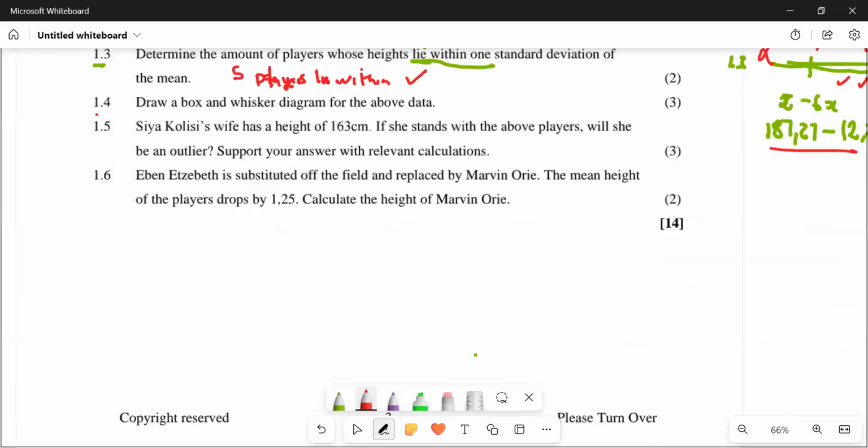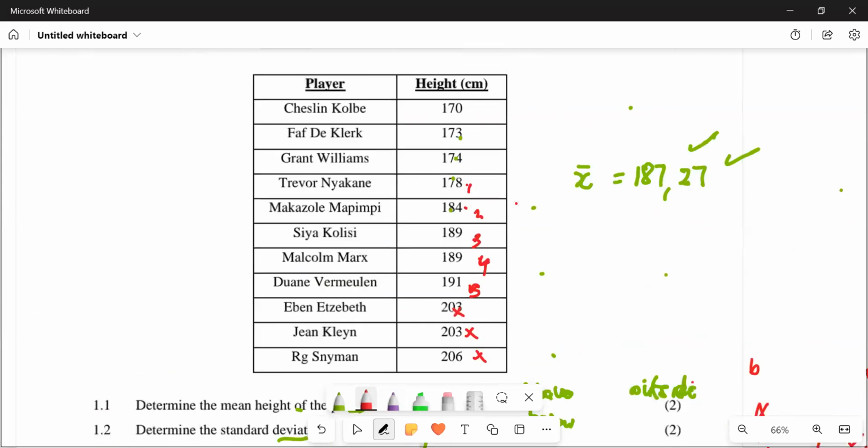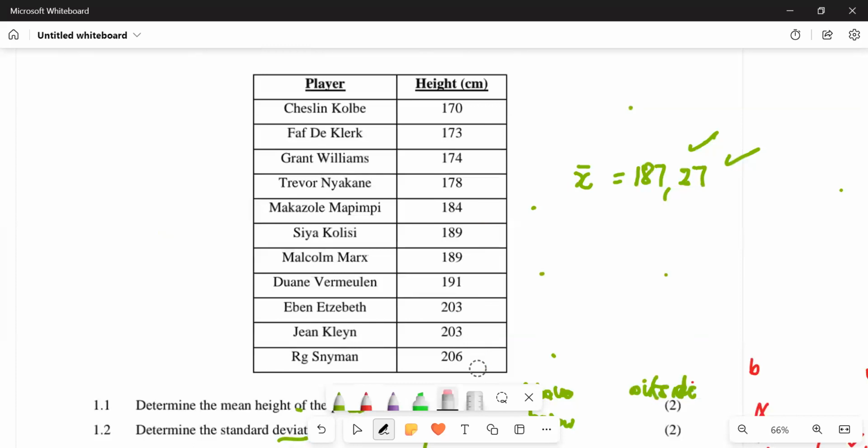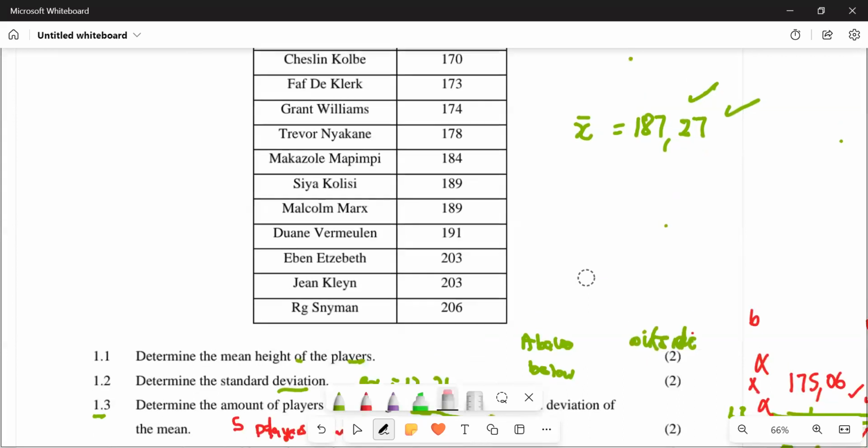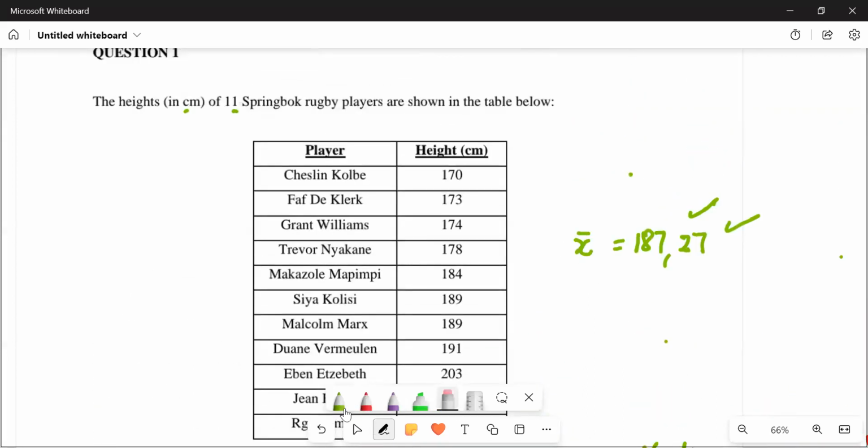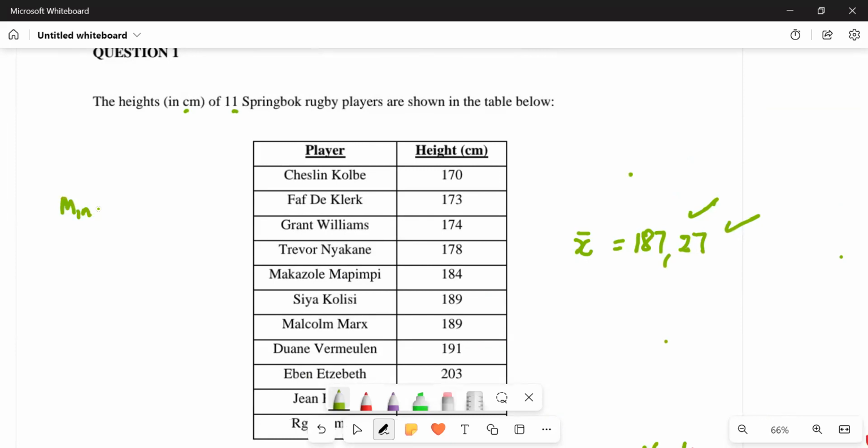Number 1.4, they say we should draw a box and whisker diagram of the above data. For you to draw a box and whisker, you need to know the minimum. If the data is not in ascending order, you put it in ascending order. It is in ascending order, so it's fine. The minimum is going to be 170. The maximum is 206. What is going to be our Q1? 174.